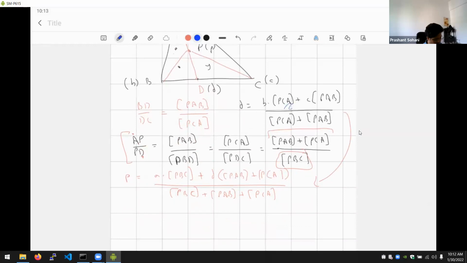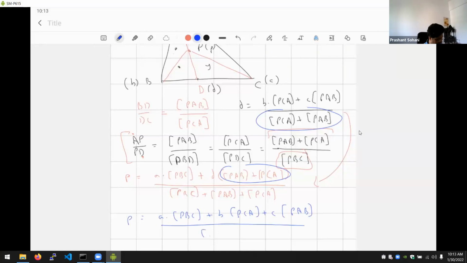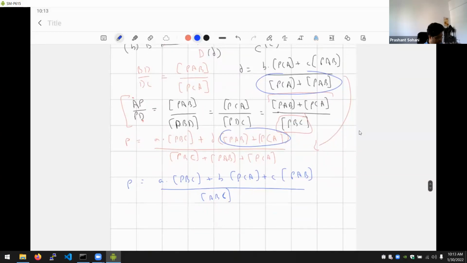And now here I'll substitute this, and you'll see the denominator gets cancelled. This PAB plus PCB plus PCA, this and this will get cancelled. And therefore, what I'll ultimately be left with is P is nothing but A times PBC plus B times PCA plus C times PAB upon, so sum of all of these, nothing but the area of the triangle ABC. Okay. And now if I just split this, it is A times PBC upon ABC plus B times PCA upon ABC plus C times PAB upon ABC.